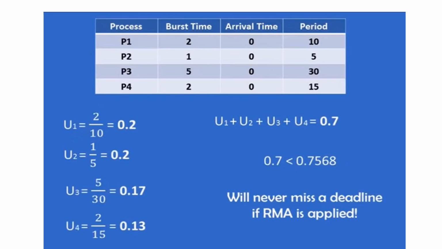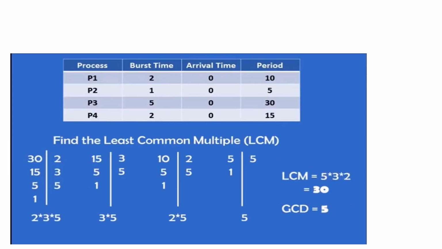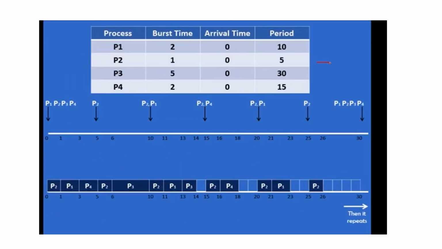Okay, first we have to see the feasibility. So, now we have to see this first. I have to calculate the LCM. When you take the LCM based on the periods, you will get 30. So, here the total period is 30 based on the LCM.